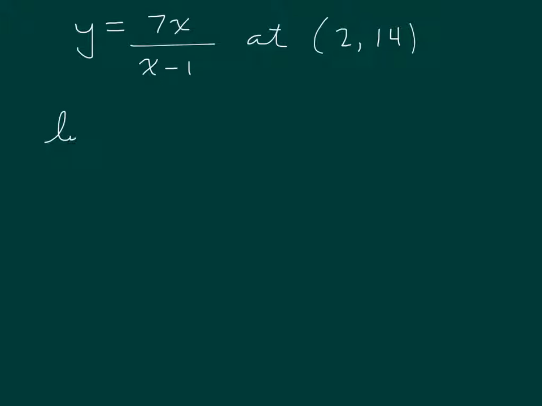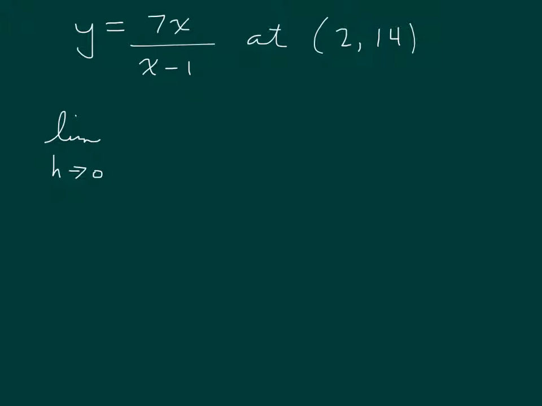Alright, let's find the slope of the graph of the function y equals 7x over x minus 1 at the point (2, 14), and then we want to find an equation for the line tangent to the graph at that point. So to find the slope, I'm going to take this limit.